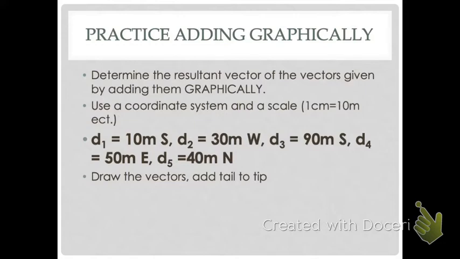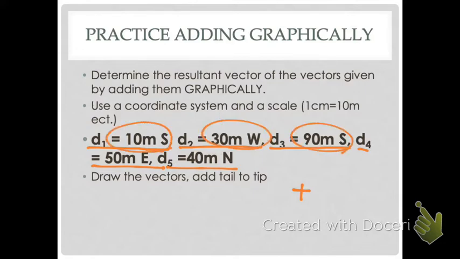So on your paper, I want you to add these vectors graphically. What that means is that you're going to be very precise. You're going to start with a coordinate system, right? Start with an origin. And I've got 5 different vectors here: 1, 2, 3, 4, and then 5. I called them D1, D2, for displacement 1, displacement 2, right? Our object here walks 10 meters south, then 30 meters west, then 90 meters south. It does all of this stuff.